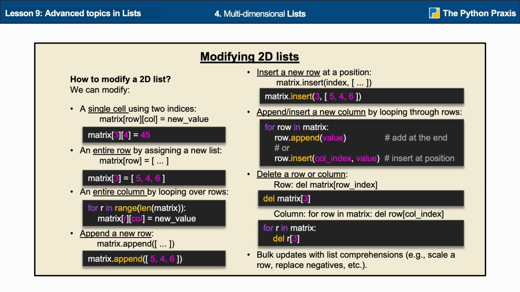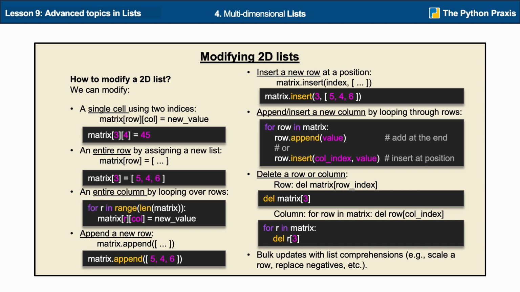To add a column, we visit each row and either append or insert a value. To do that, we loop through the rows. The syntax for appending is: for row in matrix, row.append, and inside parentheses we put as argument the value of the element to append. Here the row is the row index, and matrix is the name of the list.